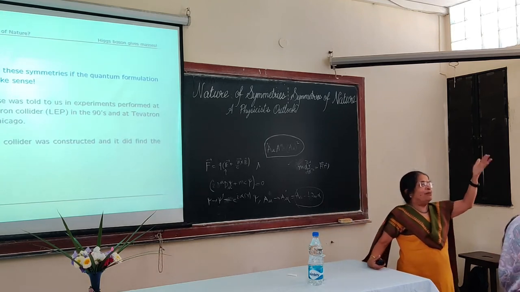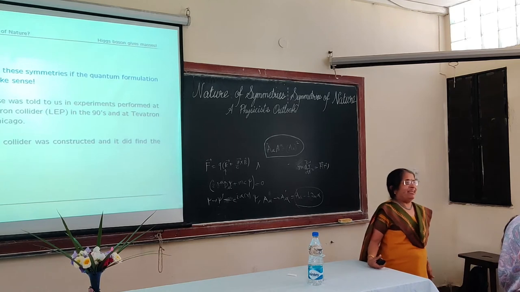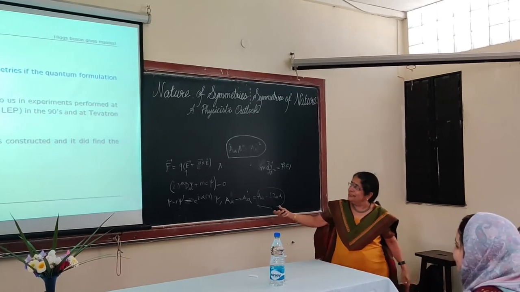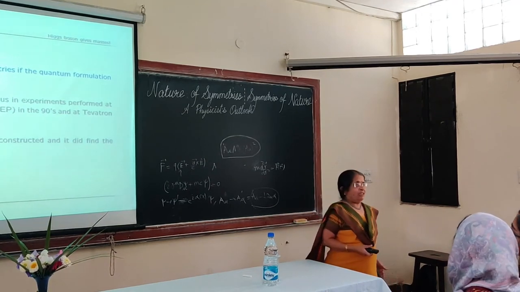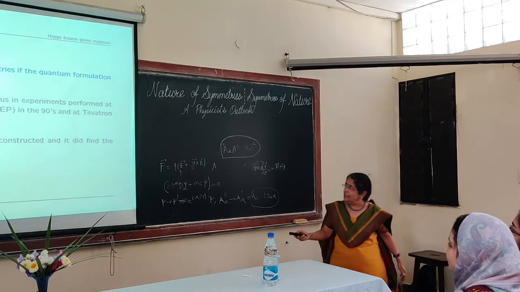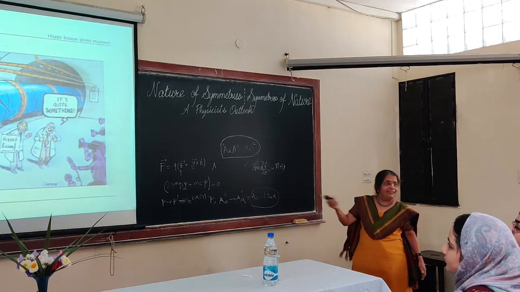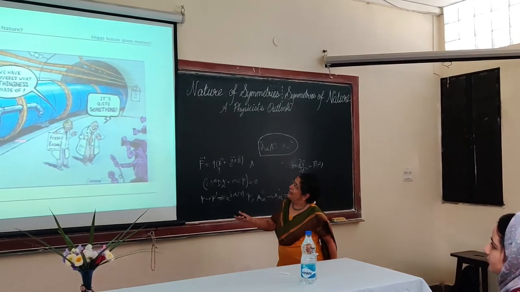Again, this goes back to somebody who asked me, is this symmetry only in your head? People would ask the question, is this symmetry only in our heads? Because this is still an indirect confirmation. So that is why the Large Hadron Collider was constructed. And in 2012, people found it.